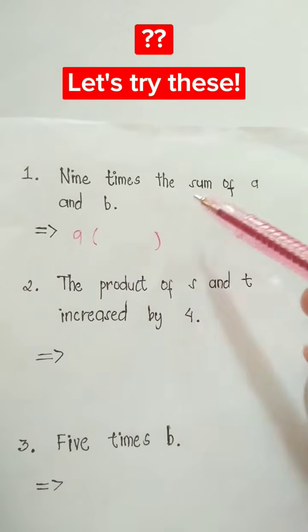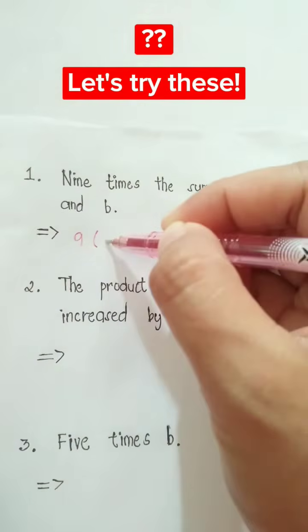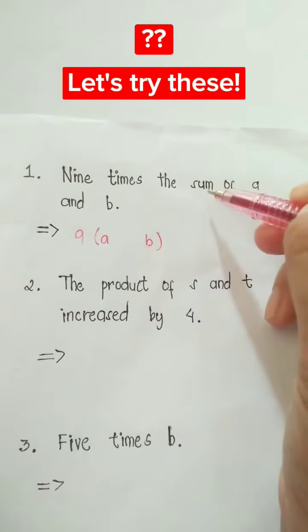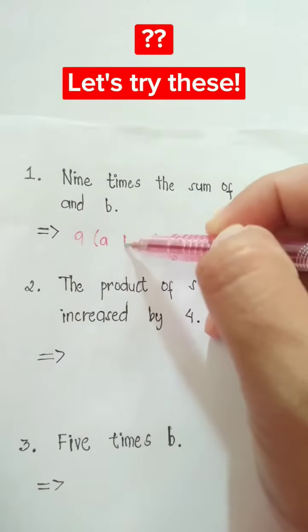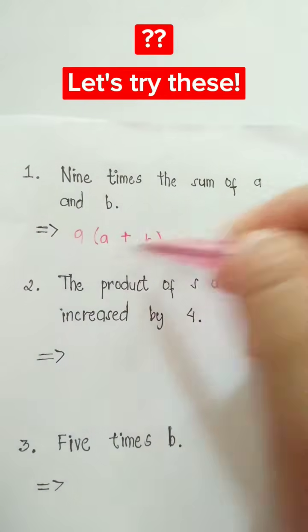Okay, the sum of A and B. So we're going to write A, then B. If we say sum, that means we have to add, so we're going to write plus. So 9 times the sum of A and B is like this.